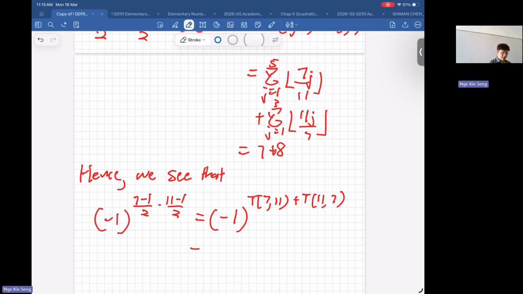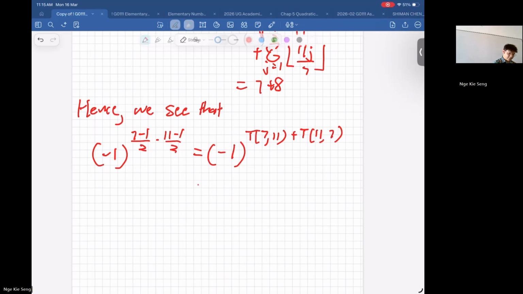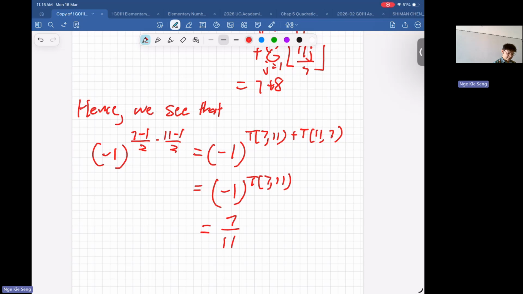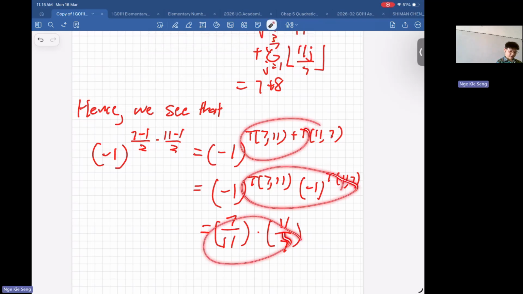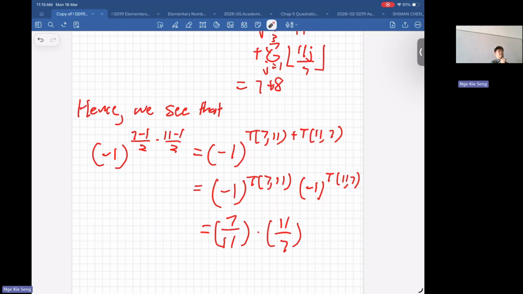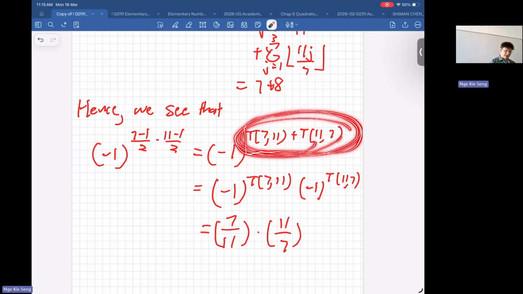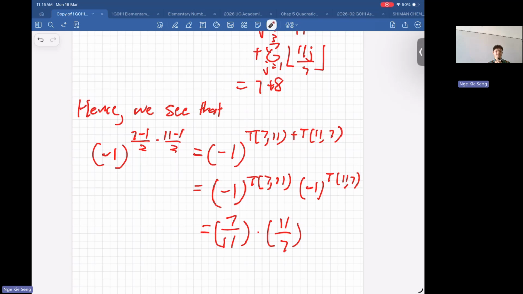So why is this true? Because the previous lemma tells us that -1 to the T7,11 is just 7 over 11, and on the other side, you get 11 over 7. So if you want to prove quadratic reciprocity, you need to prove that these two sums always sum to this product. Then you will prove the quadratic reciprocity. This part here is by the previous lemma.